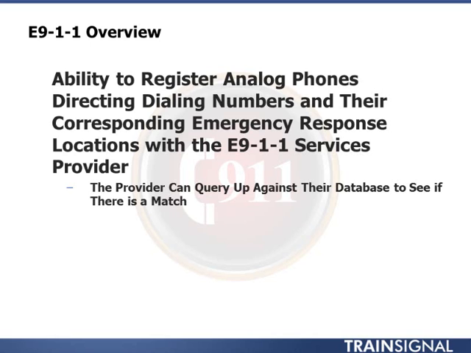If they do have a match, the call can get routed over to a local public safety answering point. If there isn't a match in the database, your call gets routed over to a regional emergency call response center, and they'll verify your address verbally before routing your call over to a local public safety answering point.